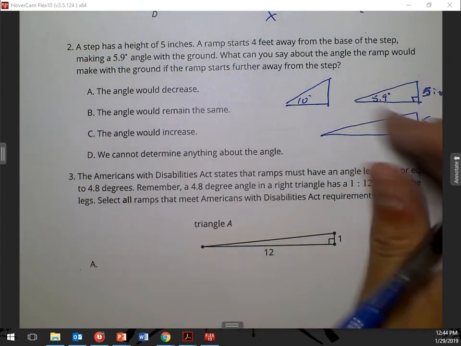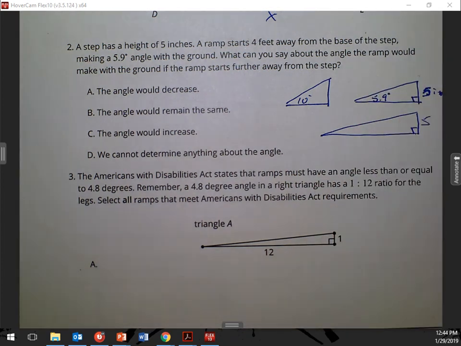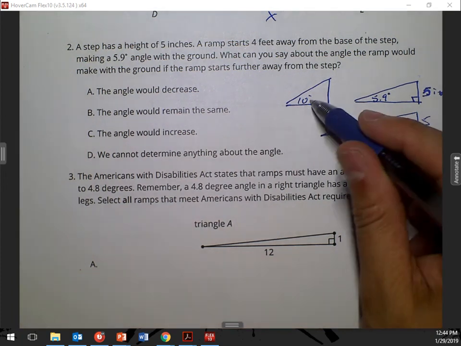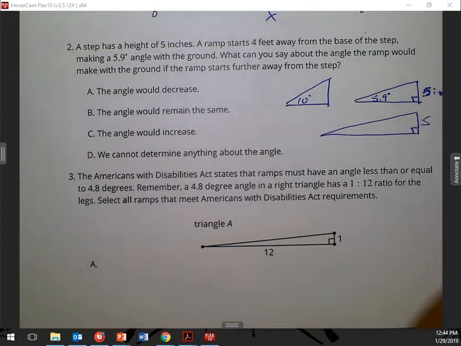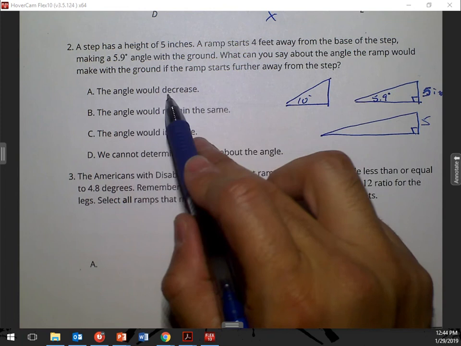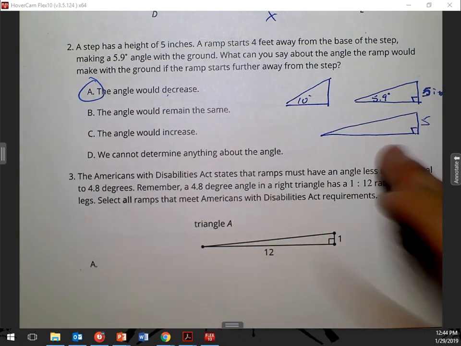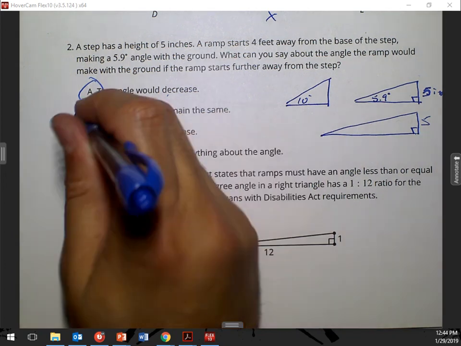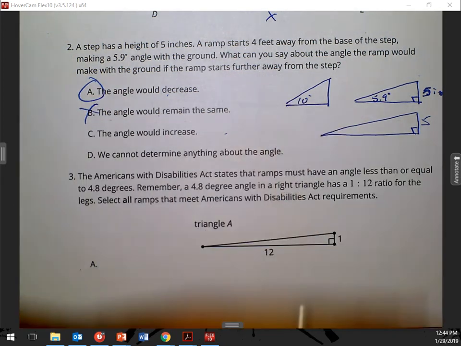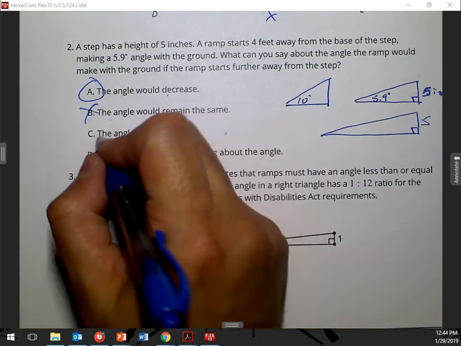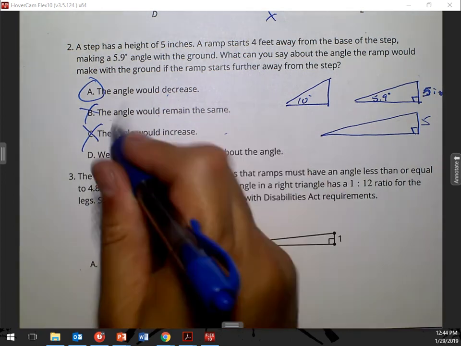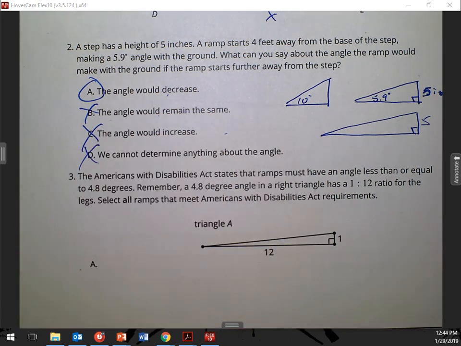So from right here, here's my 5, and this is extending it out. So this is going to make the angle smaller. So if this side gets longer, the angle would decrease, remain the same, or increase? If it increases, that means that it would actually get smaller. Cannot determine. Nope. So if the side stays the same and it gets longer, then the angle decreases, and if it shortens, it increases.